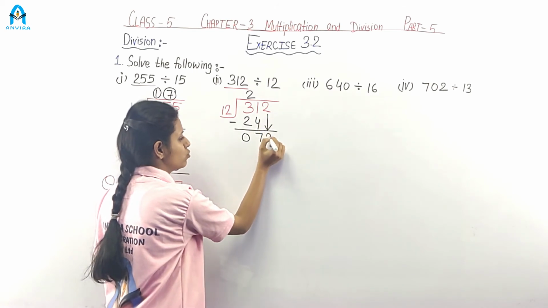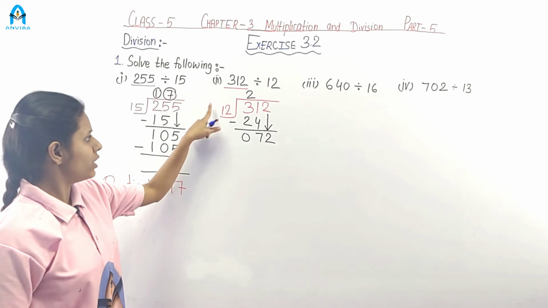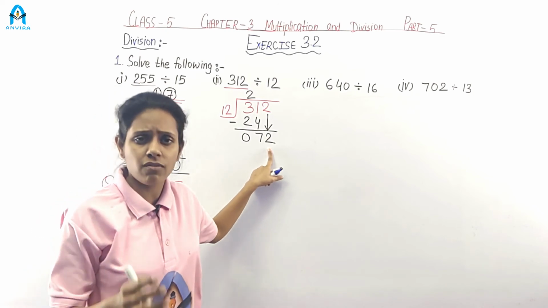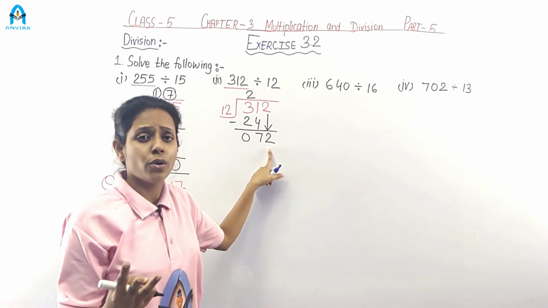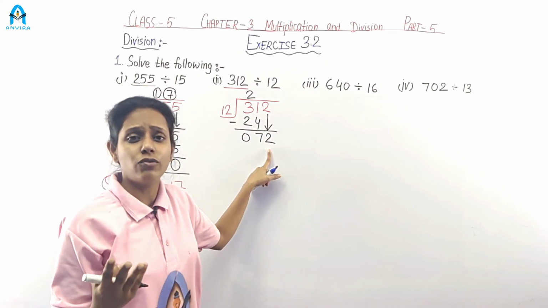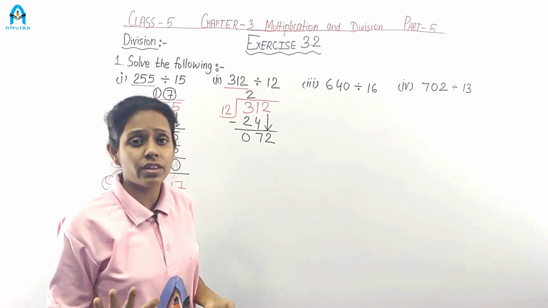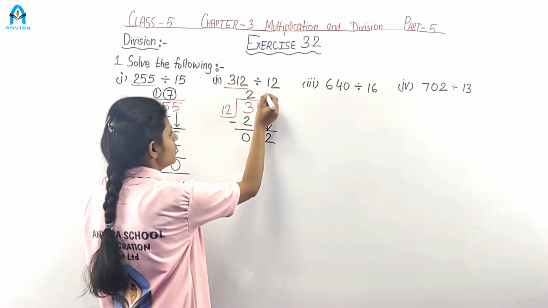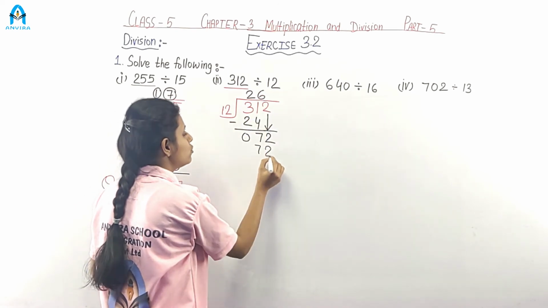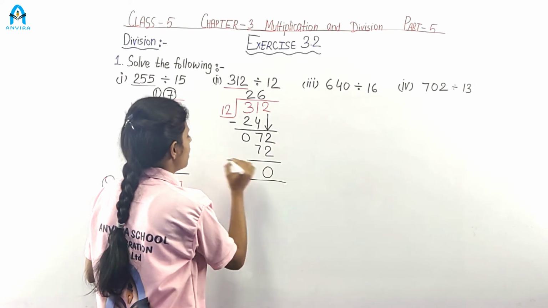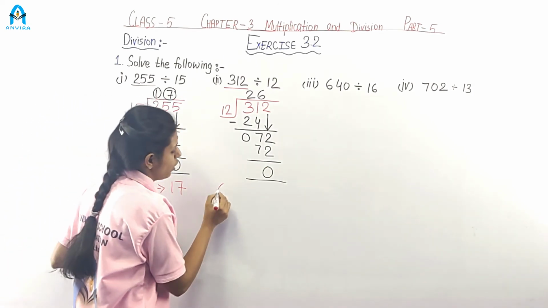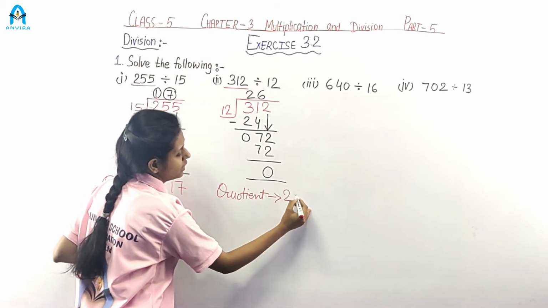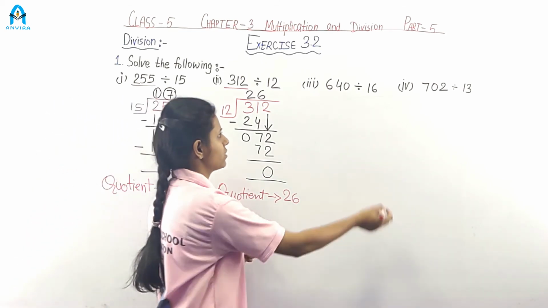The next digit is 2. So this is 72. In the 12 table, does 72 come or no? Yes. 12 ones are 12. 12 twos are 24. 12 threes are 36. 12 fours are 48. 12 fives are 60. And 12 sixes are 72. So 72 minus 72 is 0. So our quotient is 26. Let's go to the next.